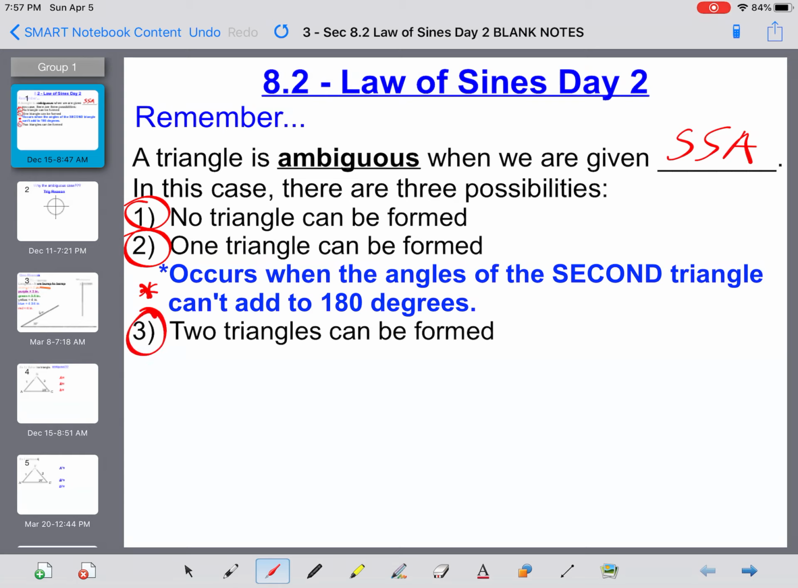All ambiguous means is that when you're given SSA, one of these three options is going to occur. Ambiguous kind of means you're unsure when you start it. By the end of the problem it's not ambiguous anymore. You're going to know exactly which of these three situations occur. So let me show you a few reasons for why especially this third option, two triangles can be formed. I have a few visuals here that help us see that.